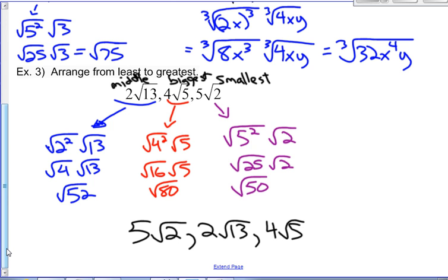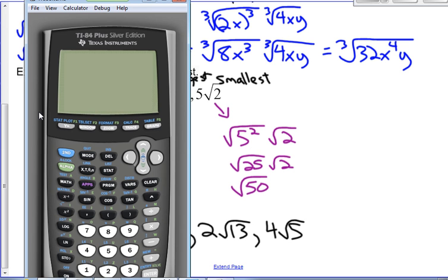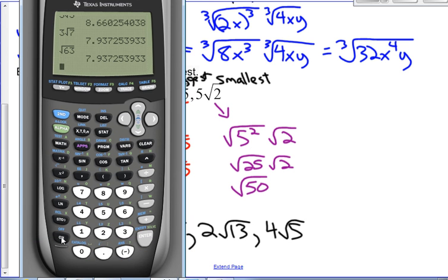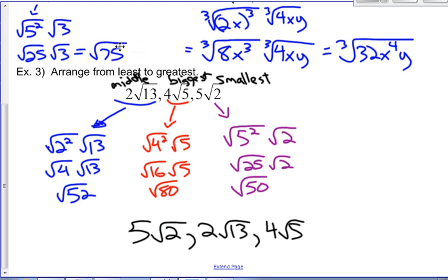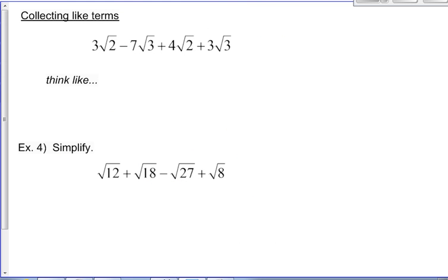On your calculator, we could have just done this. 2 square root of 13 is this much. Okay, it's about 7.2. 5 root 2, 7.07. Okay, that's smaller. And then finally, we could figure out 4 root 5. It's the biggest one. But it's kind of nice to do it analytically.